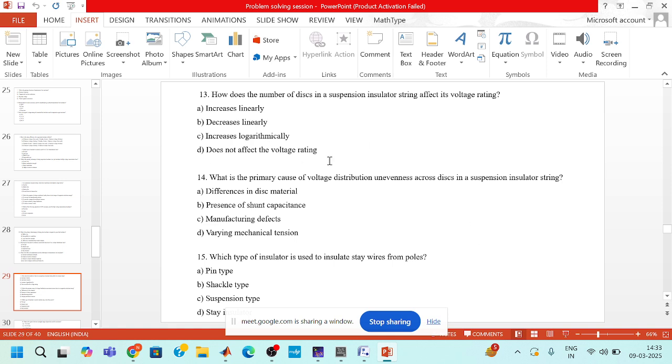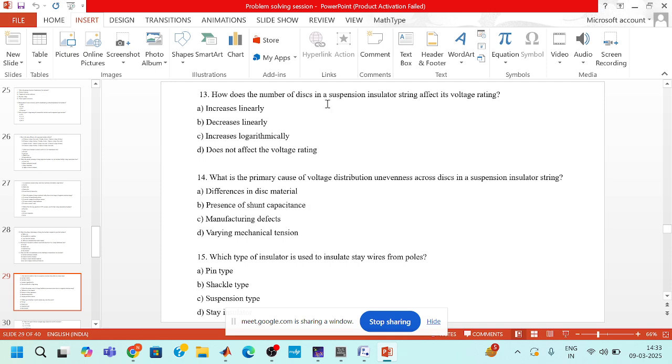Actually, it does not affect the voltage rating. Okay, madam. But for example, if you take 11 kV, we are using one disc, madam. For 33, we are using three discs. Increasing the voltage, the number of discs also increases, but not affecting the voltage rating. You can't understand the answer. Okay, please explain it, madam.